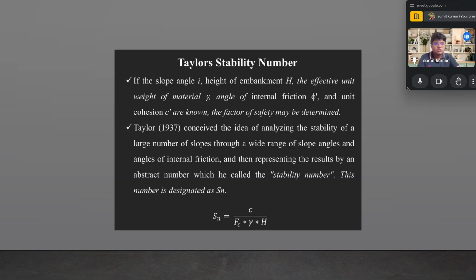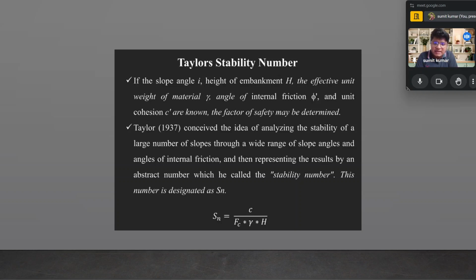Okay. So what am I talking about? We have talked about the different methods associated with infinite and finite slopes. We are in that section only. Now we are moving to the Taylor stability number. What does it mean? And what is its use? How would it be helpful in calculating the stability factors as we go ahead, right? So we are talking about the Taylor stability number.